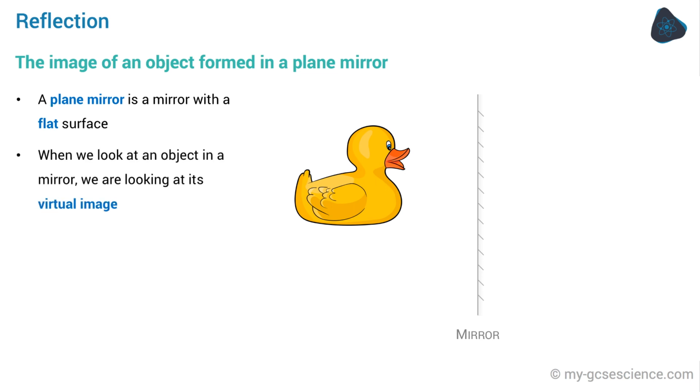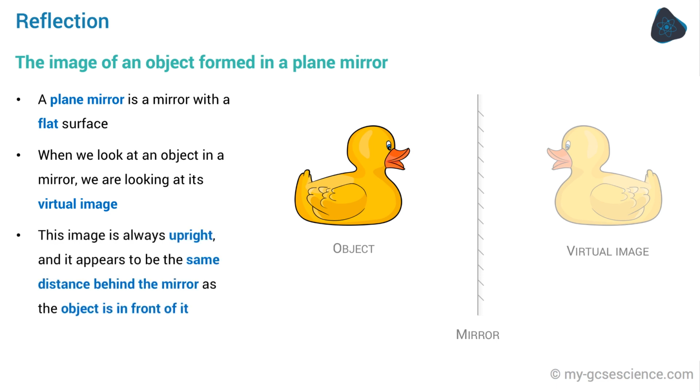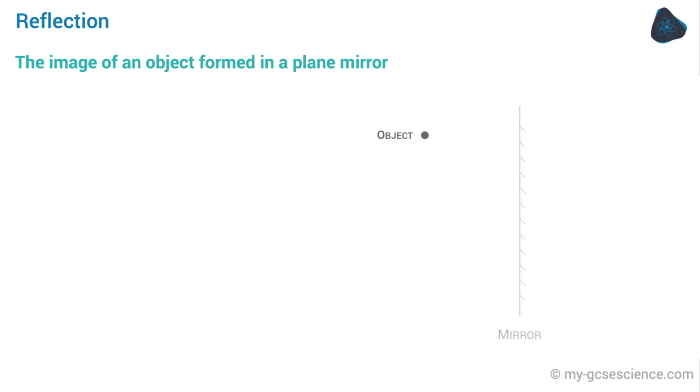When we look at the reflection of an object in a plane mirror, we're looking at what we call its virtual image. So here, if the real object is on the left, its virtual image is on the right, appearing to be located behind the mirror. This image is always upright. In other words, it's not flipped vertically, and it appears to be the same distance behind the mirror as the object is in front of it. So here, if Ducky is 5 centimeters from the mirror, his virtual image will appear to be 5 centimeters behind the mirror.